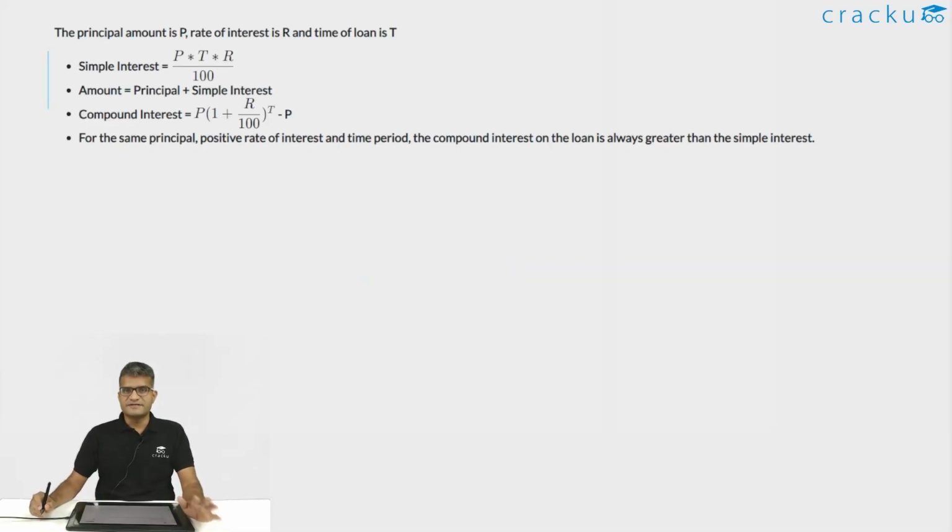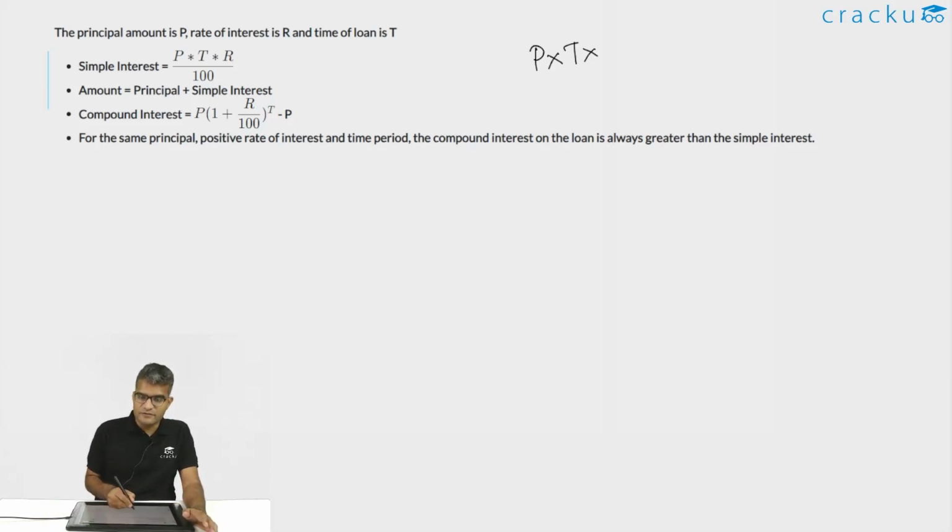The important formula in simple interest is that if you are given a principal, a time period and a rate of return, the simple interest on that principal is principal P into the time period T into rate of interest R divided by 100. Here note that R is basically given as a percentage.